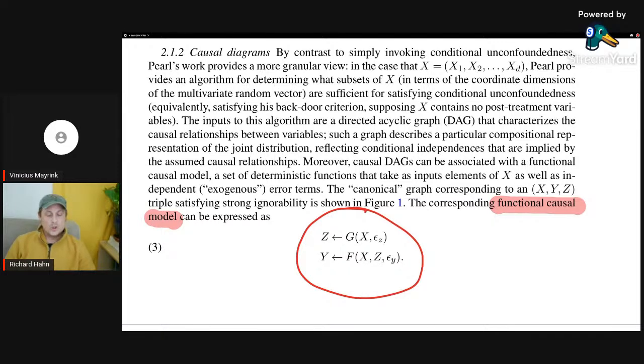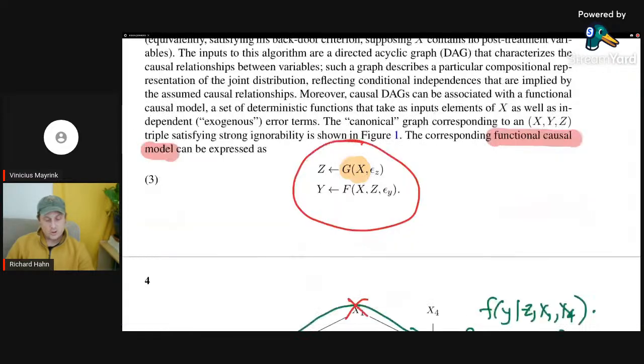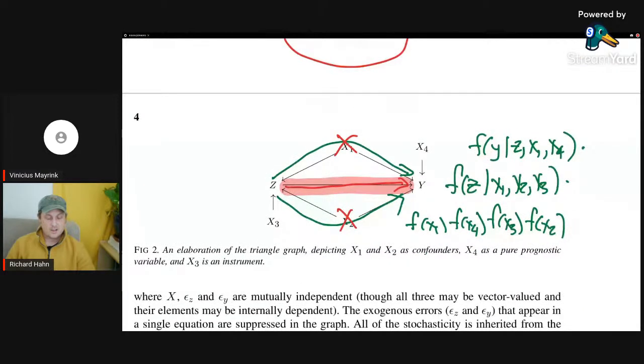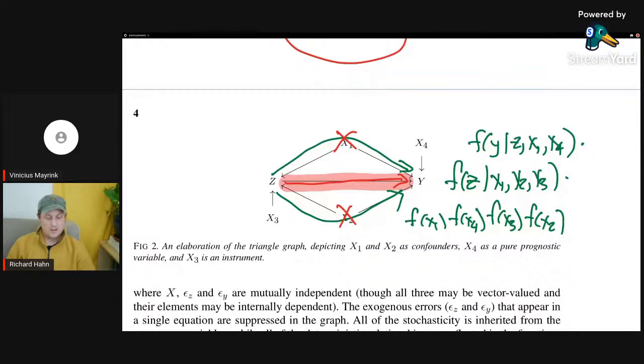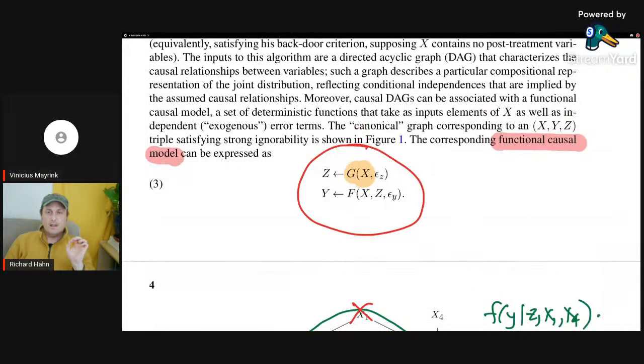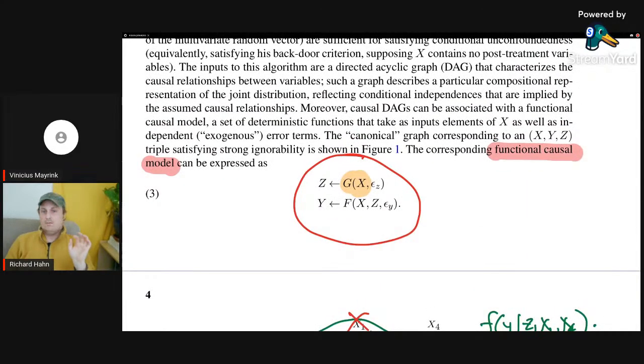Okay, so what the graph does is tell us which of the variables are going to appear in this function. In the case that we just looked at, although I have it written here in terms of the vector X, we saw before that it was actually only X3, X1, and X2. So X4 does not play a role in the G function here. And likewise, X3 does not play a role in the functional model for Y, okay? So that's how those two things relate to each other.